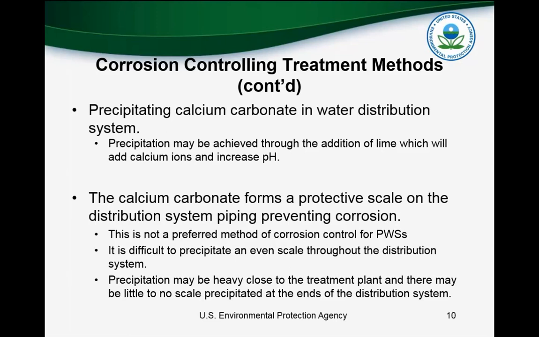The last option specified in the LCR itself is precipitating calcium carbonate in the water distribution system. The precipitation may be achieved by adding lime to your drinking water. And calcium carbonate will then form a protective scale on the distribution system, once again limiting the corrosivity to that lead because it has that scale on it. It's not the preferred method. It's difficult to precipitate an even scale throughout the system. You tend to have a much heavier scale closer to the treatment plant and little to no scale towards the end.